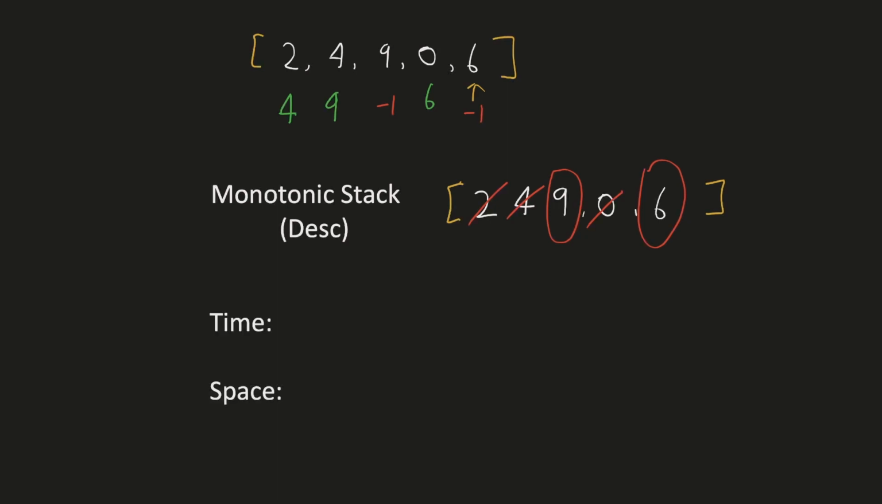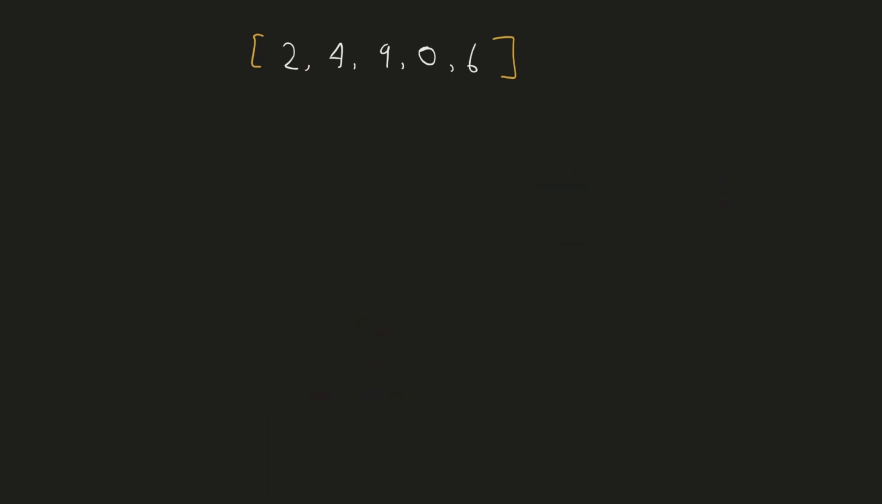The time complexity of this would be O of n because we are adding each element to the stack only once and removing each element from the stack at most once. And the space complexity would be O of n because we have to keep a stack of size n. So now we have a way to find the next greater element for each element.